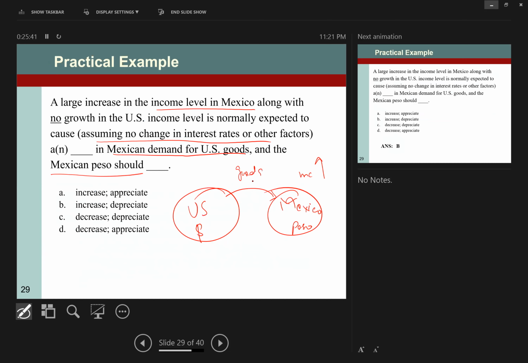So what happened? Everything is same, interest rates are same, inflation is same. What happened? Mexico will increase the demand for US goods. Good. It means the answer is going to be from A and B, right? Yes. And now, the value of peso.